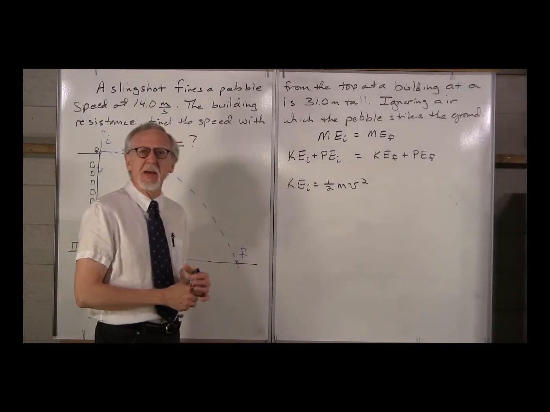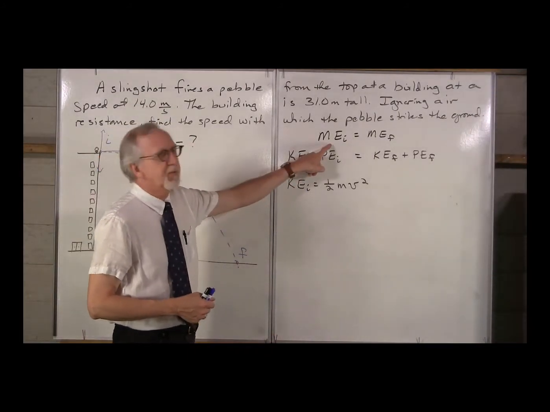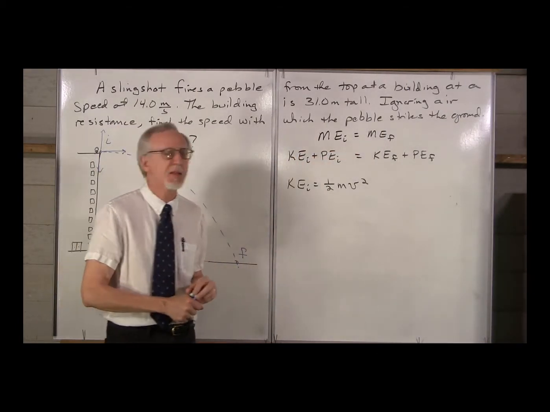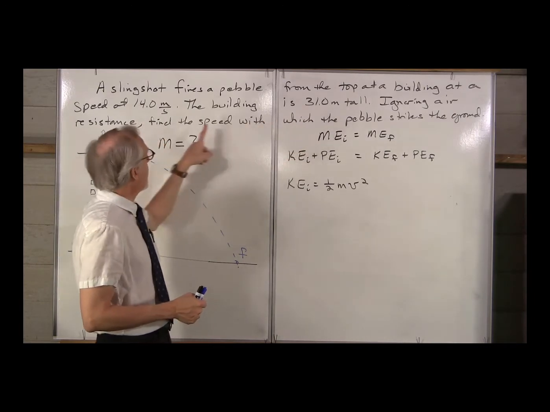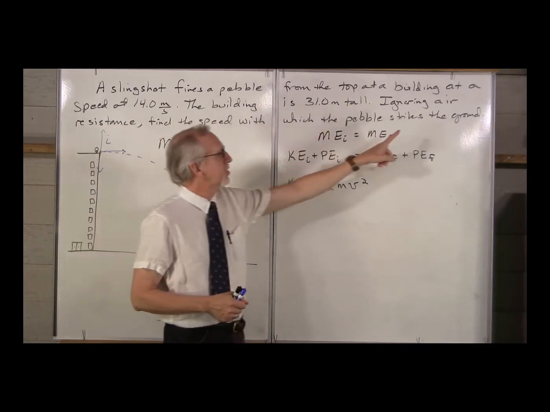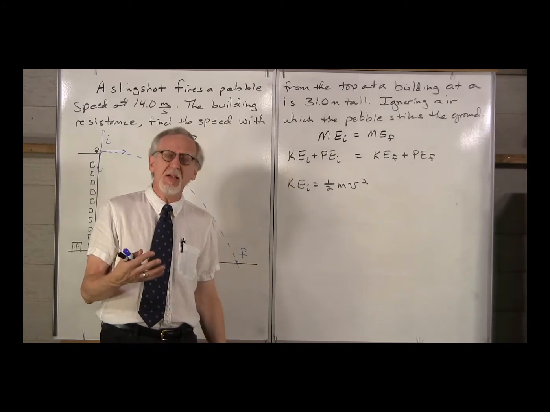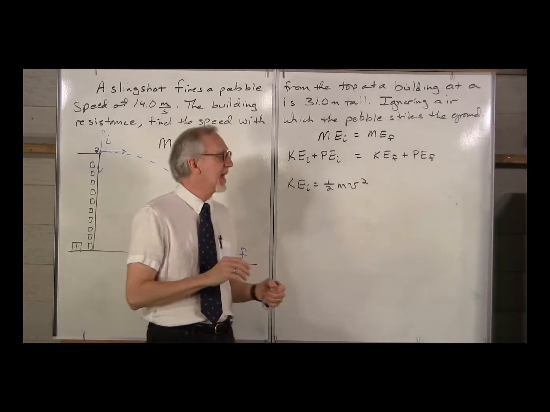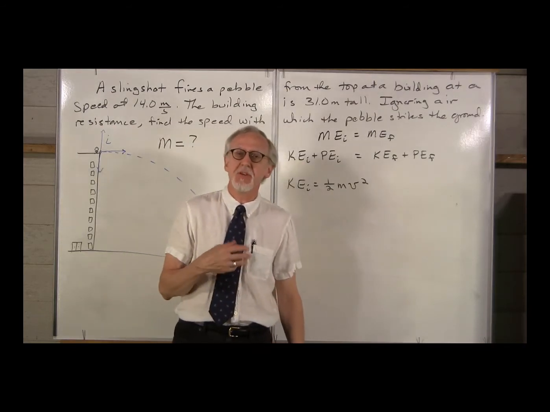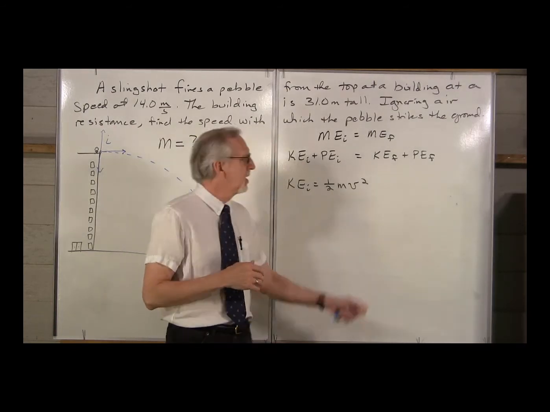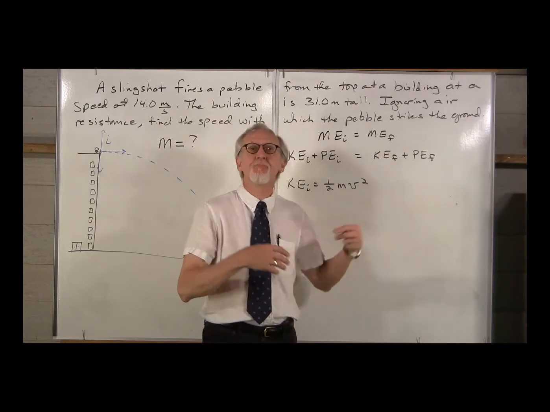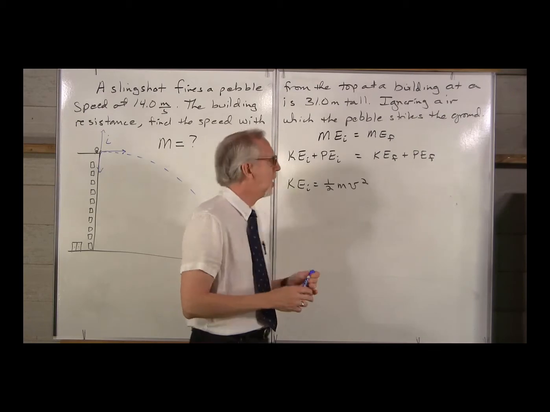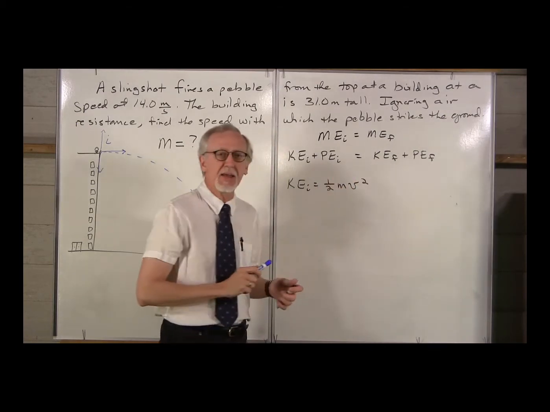The conservation of mechanical energy tells us that the initial mechanical energy equals the final mechanical energy. That's the conservation of mechanical energy. We want to find out the speed with which the pebble strikes the ground. Where is that? How are we going to find the speed? Remember, the speed is in the kinetic energy. Kinetic energy is 1/2 mv squared. If we can find the final kinetic energy, that will allow us to solve for the final speed. So that's what we're looking for. We're looking for the final kinetic energy.